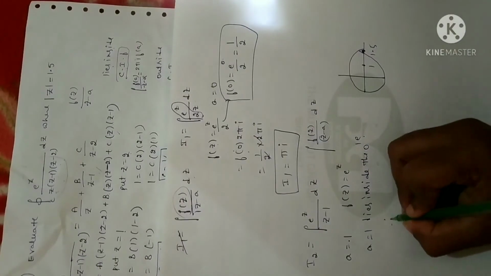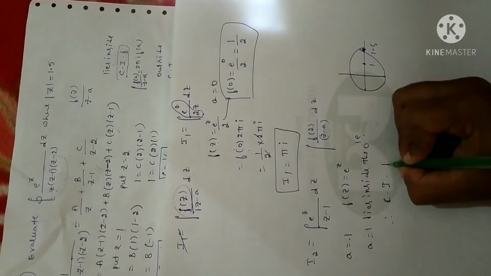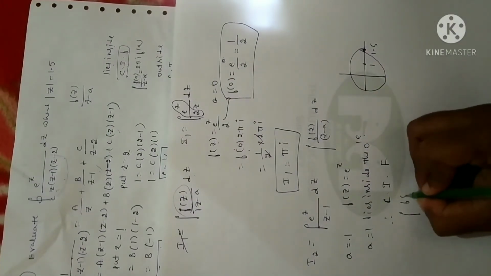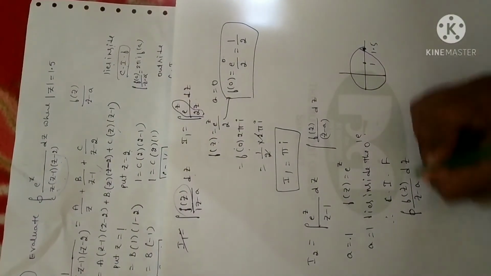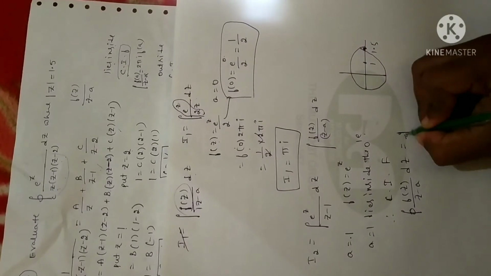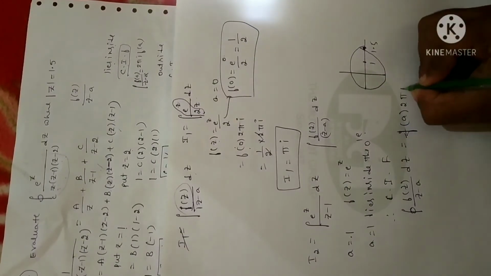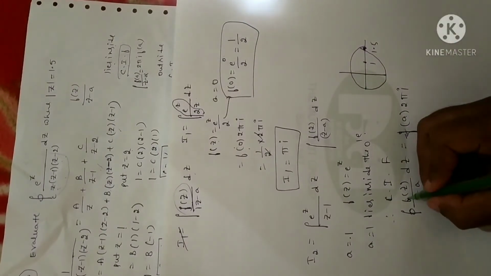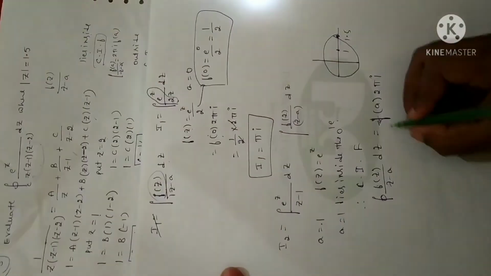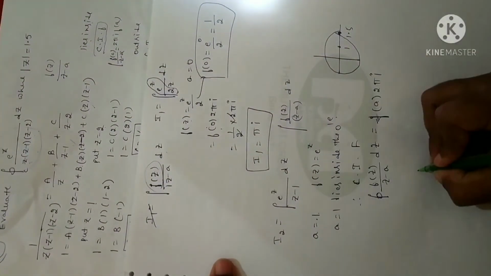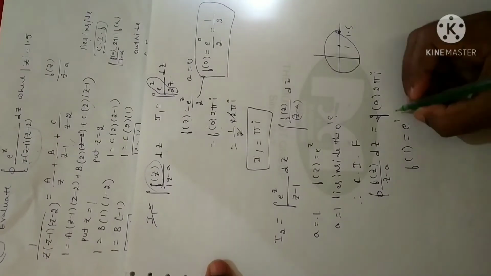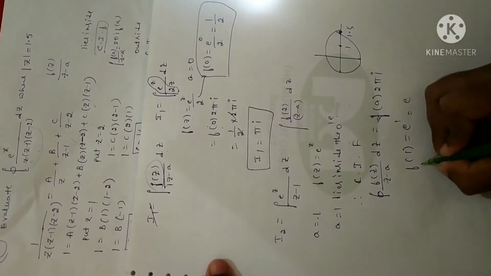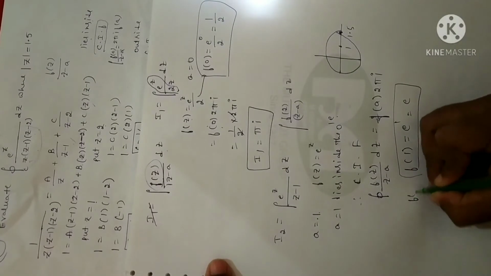Fine. Therefore, we have to apply Cauchy's integral formula. So what does the formula say? The formula you have to remember: the integral of f of z divided by z minus a into dz is equal to f of a into 2 pi I. Right. So in place of f of z I have e power of z. Now a I have 1. So I have to find the value of f of 1. E power of 1. Clear? So e power of 1 is none other than e. So f of a is none other than f of 1.